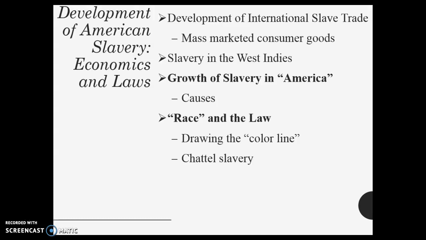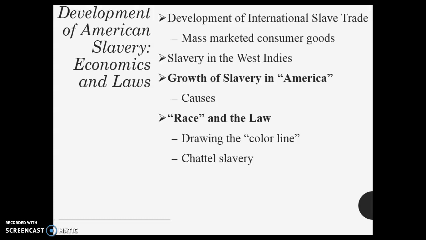In America, it becomes the child. If your mother was a slave, if you're born of your mother and she's a slave, you're a slave. So that's the way it ends up being passed down. But again, the color line is that idea of a white and black. This becomes chattel slavery. Chattel slavery means property.